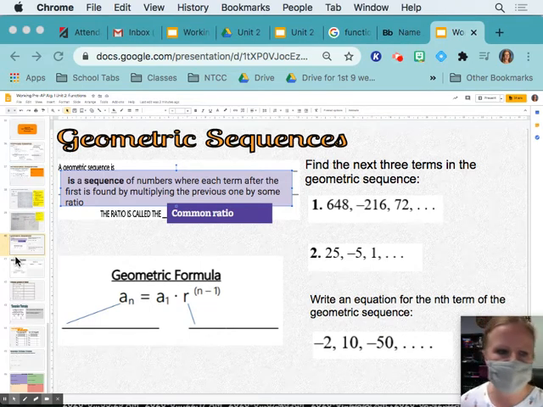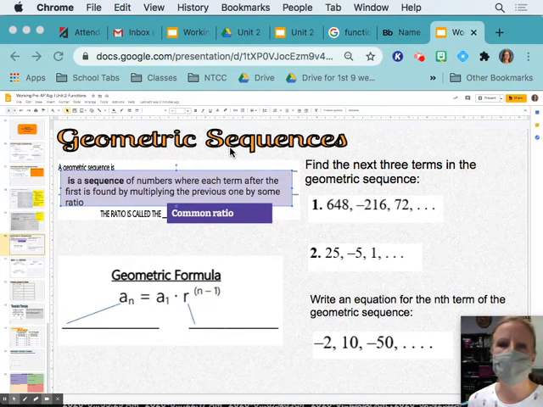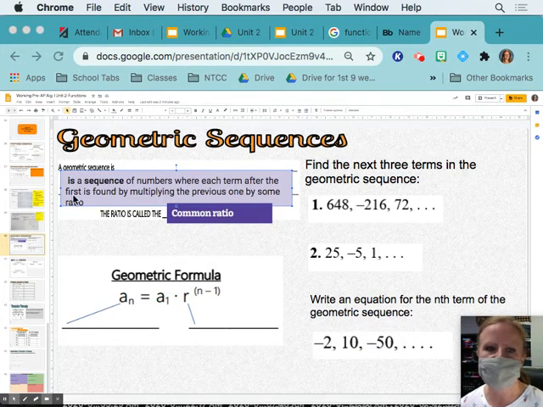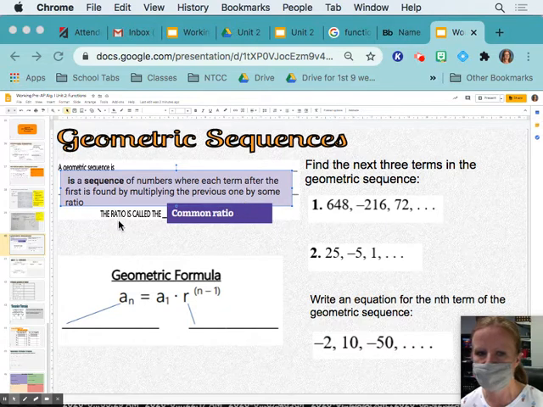Okay, we are on slide 40. We are talking about geometric sequences today. We're going to finish up the digital interactive notebook today. A geometric sequence is a sequence of numbers where each term after the first is found by multiplying the previous one by some ratio. The ratio is called your common ratio.